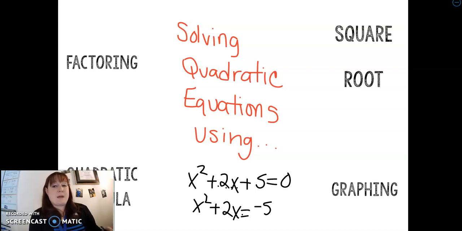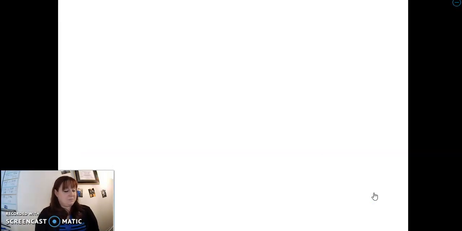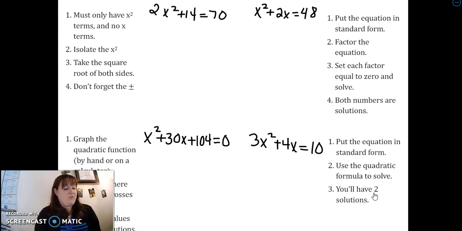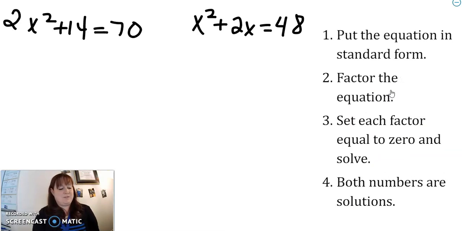Now there's 4 different methods that we are going to talk about for solving quadratic equations. First you have factoring, you have square roots, we have the quadratic formula, and we have graphing. So let's start with factoring. So for factoring, that's this one here because it's part of the foldable.